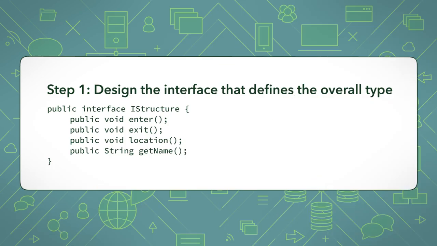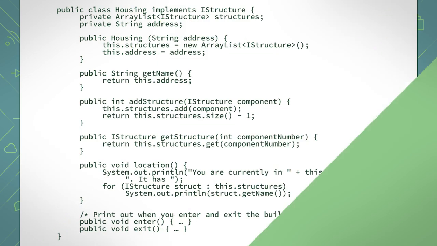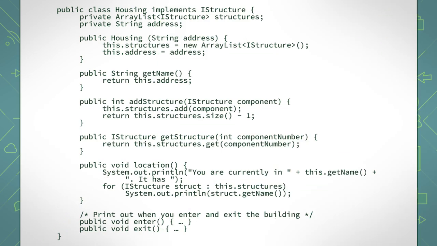Step 1. Design the interface that defines the overall type. We start off by defining the interface that the composite and leaf classes will implement. This supports polymorphism for your component and leaf classes. Step 2. Implement the composite class. You implement the interface in the composite class. This will give the housing class its own behavior when client code uses it. Since a housing object can be composed of other structures, you will need to represent this containment with a suitable collection. You will also need a method for adding more components to your composite object.